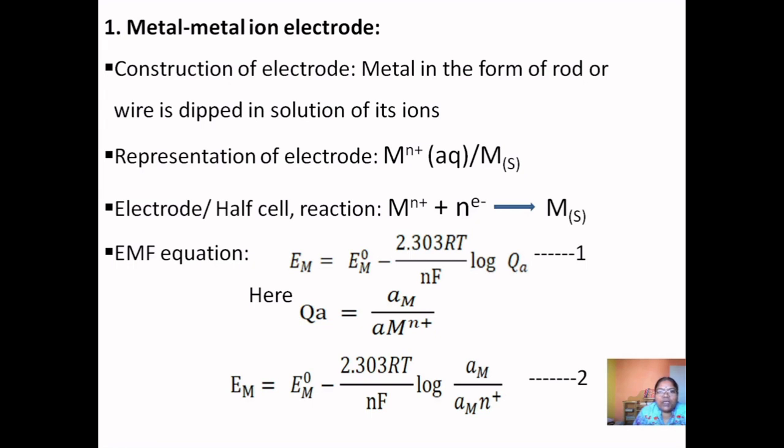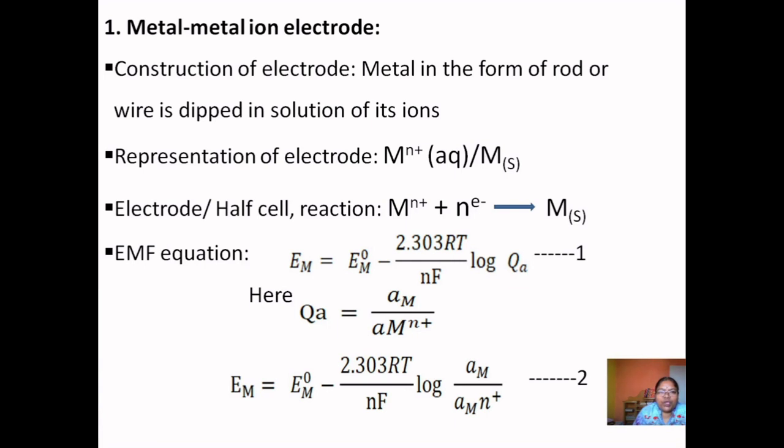We have to take a metal rod or metal foil or metal sheet, and we have to dip it into its ion solution. That is, suppose we take a zinc rod, then we have to dip it in zinc sulphate solution or zinc chloride solution or zinc nitrate solution. Okay, so that is metal in contact with its metal ion.